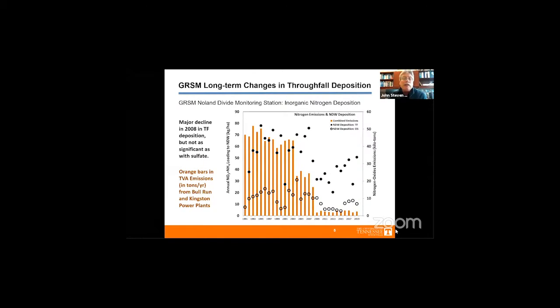We saw similar results with total inorganic nitrogen, not as extreme a drop as we saw with sulfate, but again we saw that drop in that time. There was a real threshold in the drop in deposition in 2008, at least in the Great Smoky Mountains National Park. So we know that the data from Weathers' study was outdated, and we really needed to see what is occurring in the park currently.